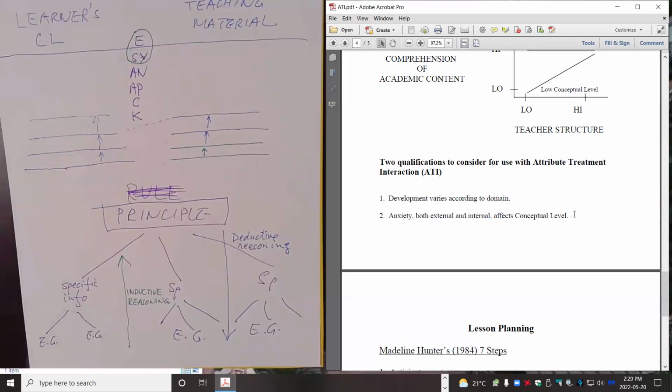Anxiety, both external and internal, affects CL. So anxiety, external, like what? New materials, parental pressure, all this from outside. Internal anxiety, for example, stress can be produced during transitional stages of growth.